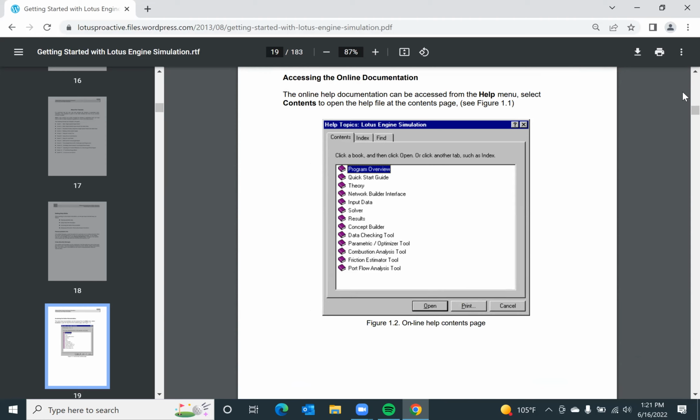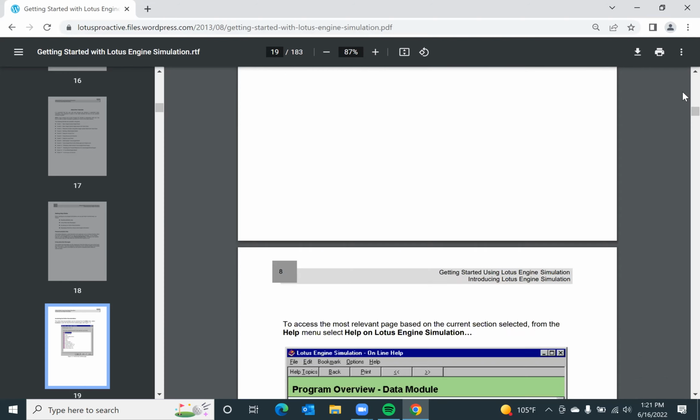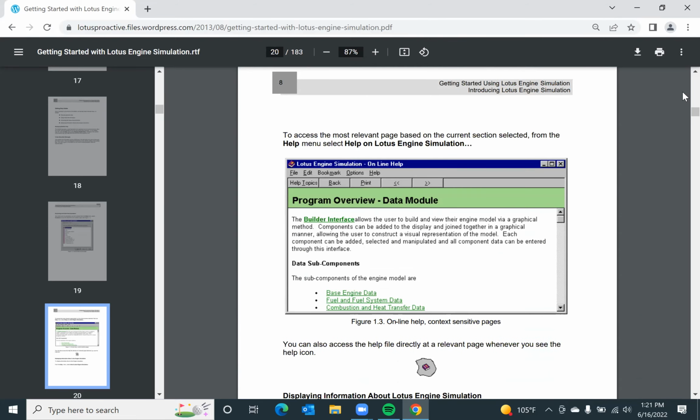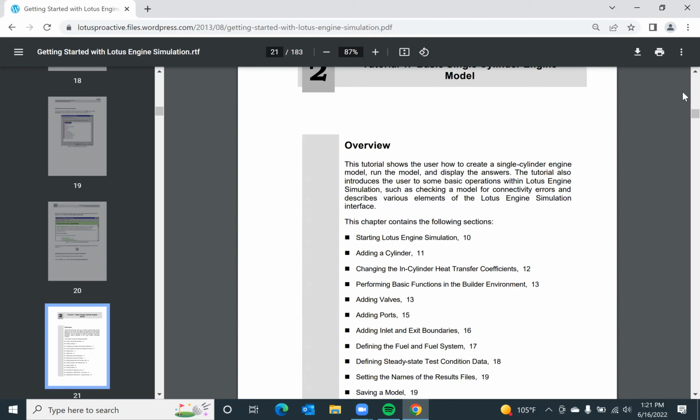If you have an engine configuration like this, this is the preferred combustion model. If you have an engine configuration like this, this is the preferred combustion model. So this gives you condensed information from the text, and that's very good. I have gone through this help file. It will talk about the program overview. It will talk about, and this is something that we will do today quickly.